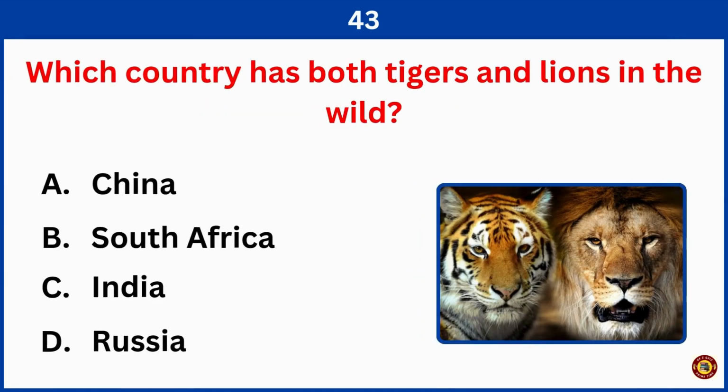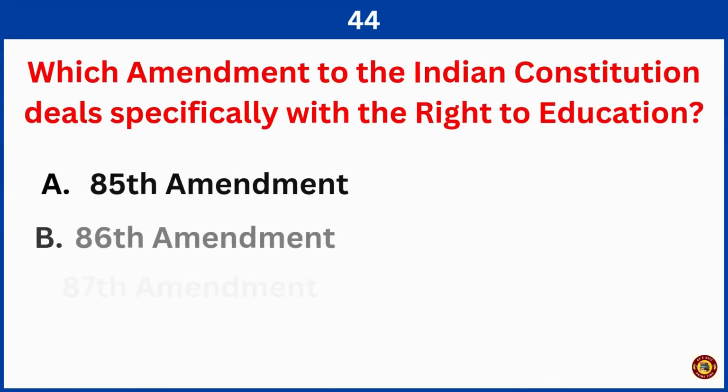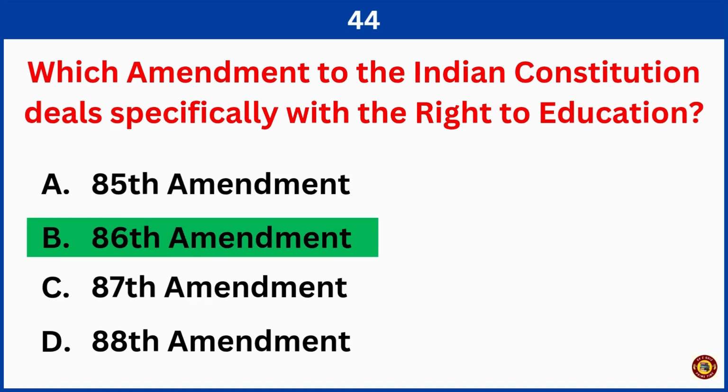Which country has both tigers and lions in the wild? Correct answer is option C, India. Which amendment to the Indian Constitution deals specifically with the right to education? Correct answer is option B, 86th Amendment.